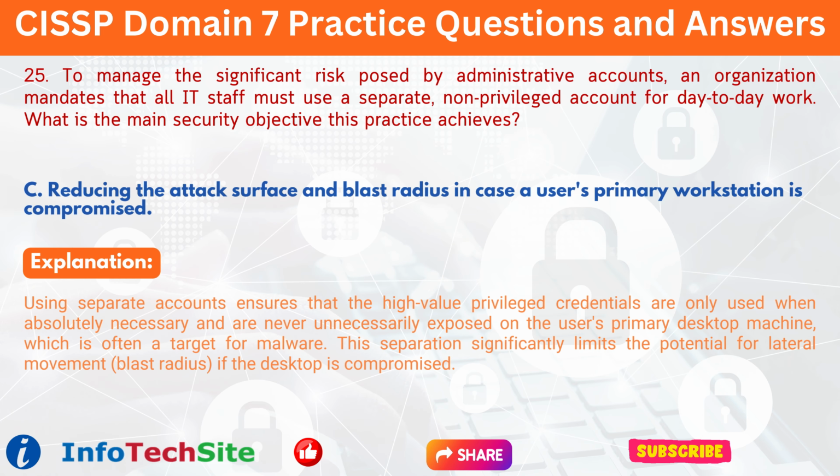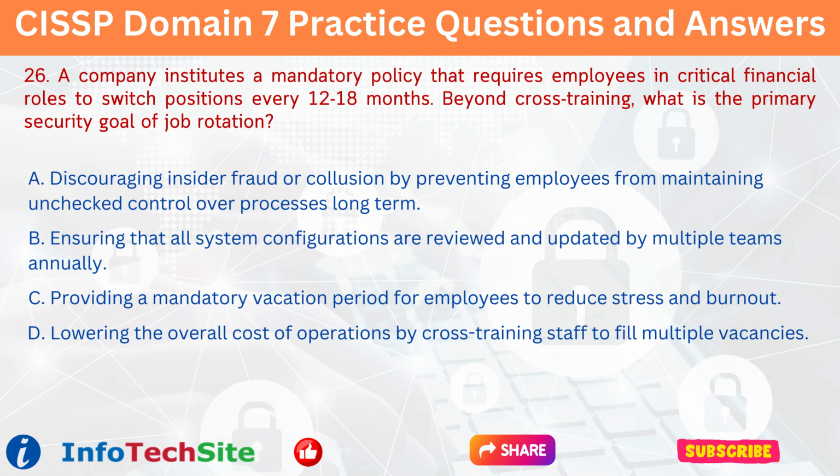The correct answer is C. Reducing the attack surface and blast radius in case a user's primary workstation is compromised. Explanation. Using separate accounts ensures that the high-value privileged credentials are only used when absolutely necessary and are never unnecessarily exposed on the user's primary desktop machine, which is often a target for malware. This separation significantly limits the potential for lateral movement, blast radius, if the desktop is compromised.